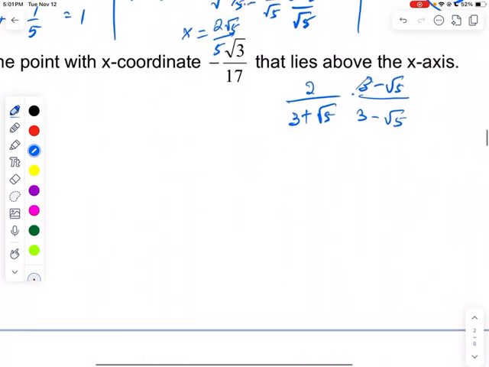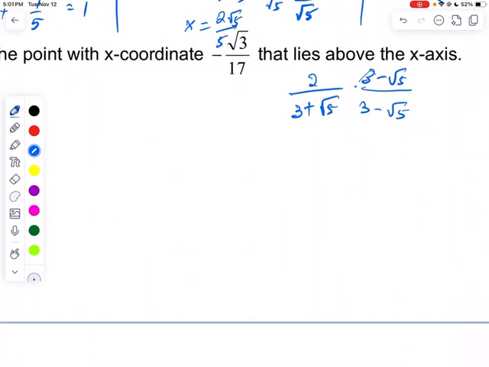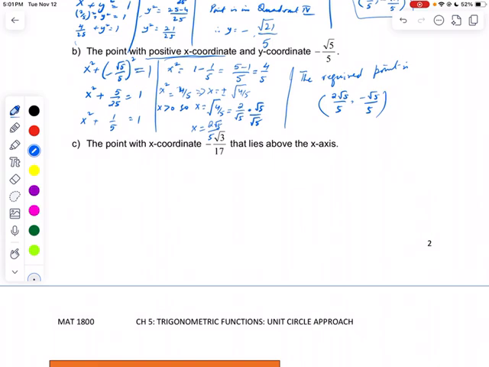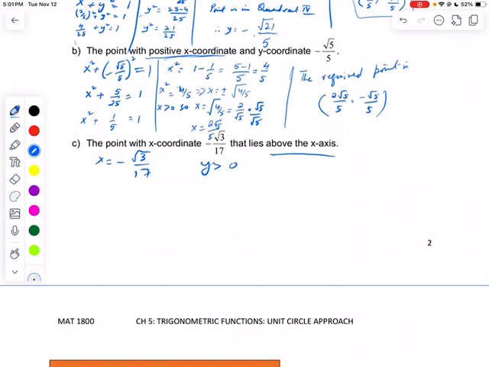Okay, let's see the last example of this type. What is it saying now? The point with the x coordinate negative square root of 3 over 17 that lies above the x-axis. So where is the point then? x is equal to negative square root of 3 over 17, and y is above the x-axis, which means y has to be greater than 0, which means we are in the second quadrant.